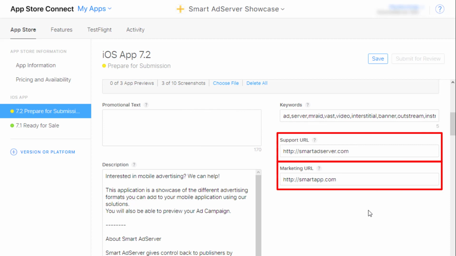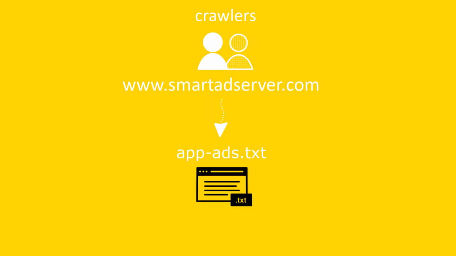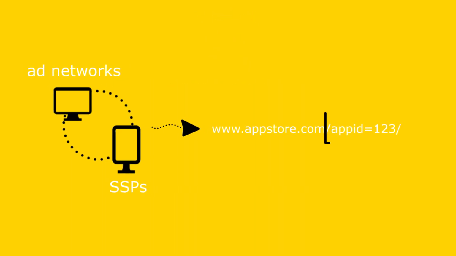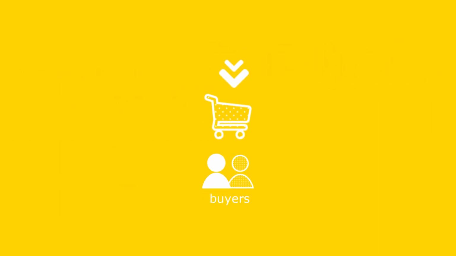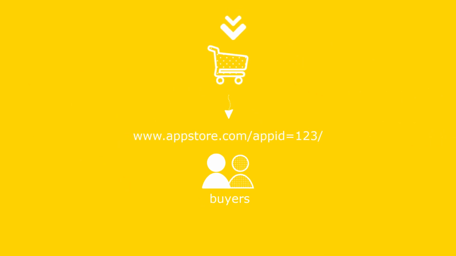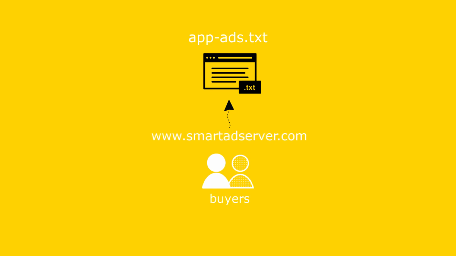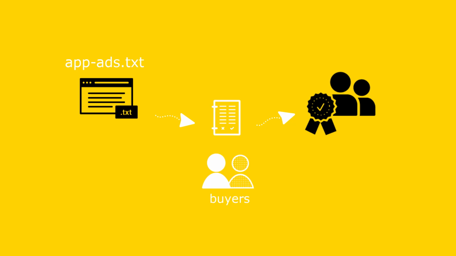marketing URL fields. Using the developer website URL, interested crawlers will derive a path and attempt to crawl an app-ads.txt file on the corresponding domain. Ad networks and SSPs include the store URL indicating the individual store listing of a given app in all bid requests. Buyers read the App Store URL from the bid request and crawl it to determine the path to the app-ads.txt file from the app developer website URL. Then they check the file to verify the authorized sellers.